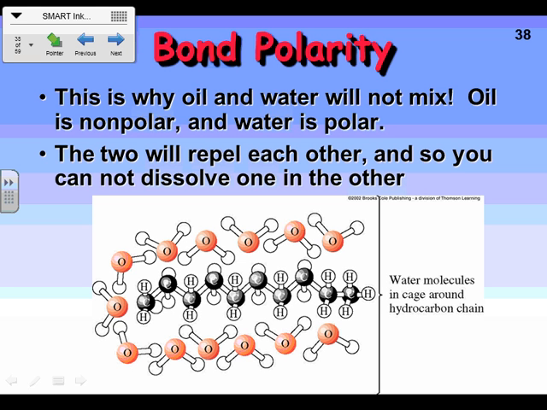Water molecules cage around the hydrocarbon chain. Okay, so what will happen sometimes is it will seem like these things are trying to get away from the water when they're in the water.